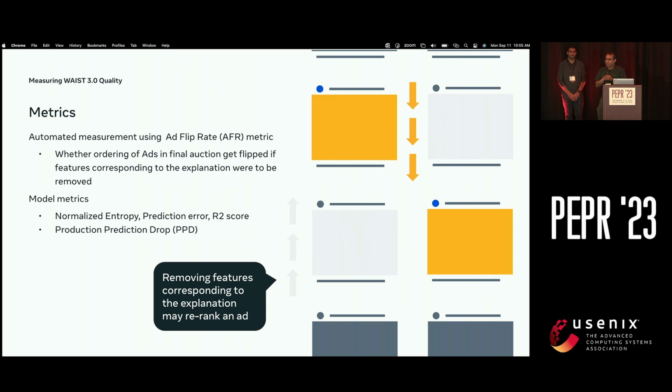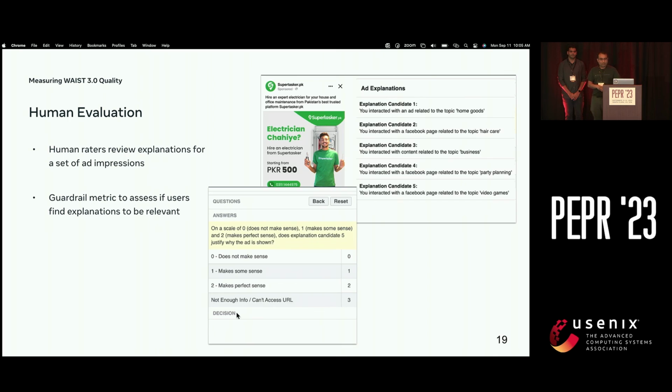We also use other metrics to ensure the model aligns with the production model, metrics like normalized entropy, prediction error, R2 score, and we also look at the drop in prediction from these features of the production model. To ensure that these explanations actually are relevant to the user, we also used a human evaluation of these explanations, and we ensured that this explanation is relevant, and we used it as a guardrail metric for our product.